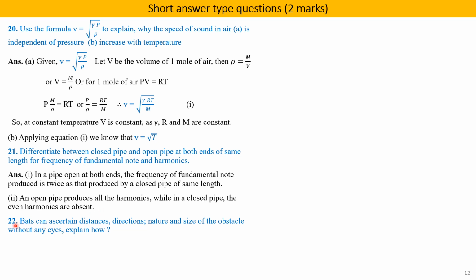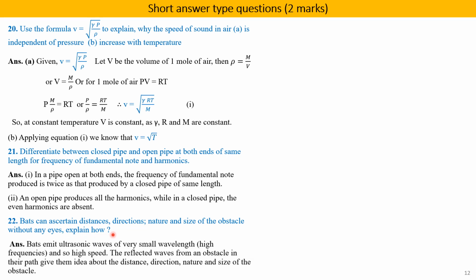Question 22. Bats can ascertain distances, directions, nature and size of obstacles without any eye. Explain how. Answer. Bats emit ultrasonic waves of very small wavelength, that is high frequency, and so high speed. The reflected waves from the obstacle in their path give them an idea about the distance, direction, nature and size of the obstacle.